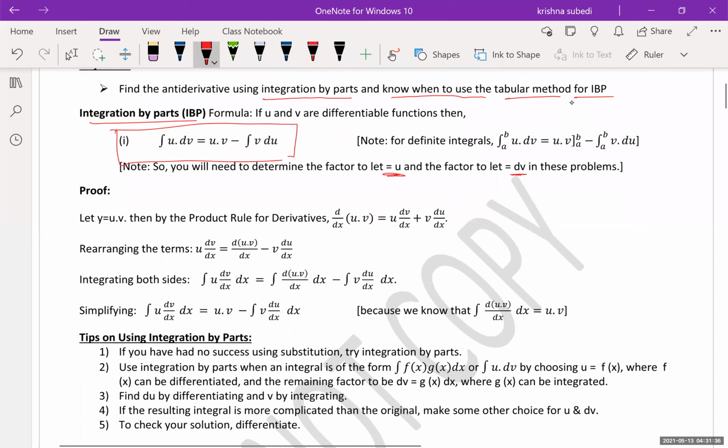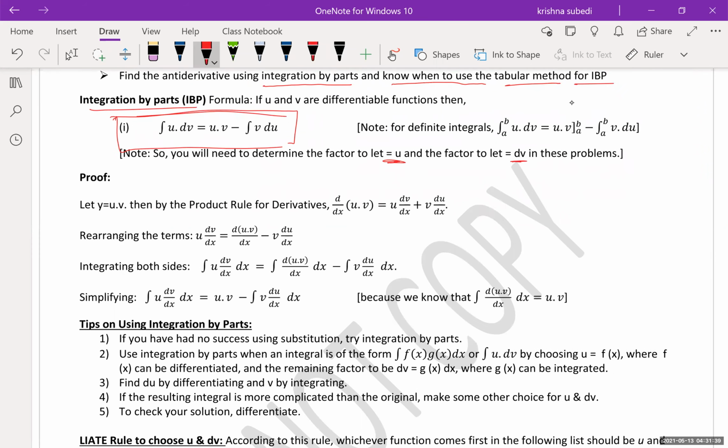But let us look at how this formula is derived, okay? Recall from your Calculus 1, Math 104, if you are given a function, let's say y equals u dot v, it's a product, and in case of derivative, you use the product rule, right? The product rule is this: derivative of u dot v is u dv over dx plus v du over dx. You know that. Now let us rearrange the terms. Using high school algebra, you can bring this side over. That's going to give you d over dx of u dot v minus v du over dx.